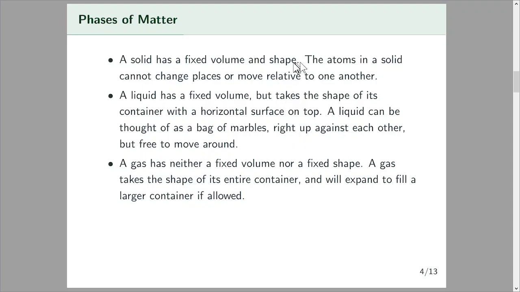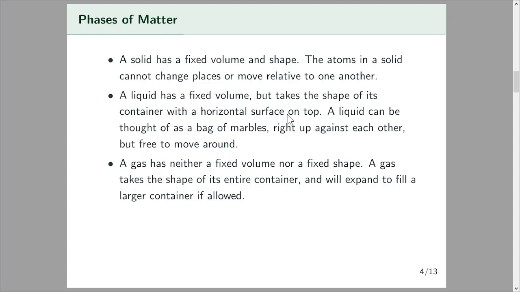So of those phases, let's give some details on them. A solid has a fixed volume and shape, like a rock, or any other solid object, the desk, the computer you're looking at, perhaps. Atoms in a solid can't change places or move relative to one another. That's sort of what defines a solid. A liquid has a fixed volume, but takes the shape of its container and has a horizontal surface on top.